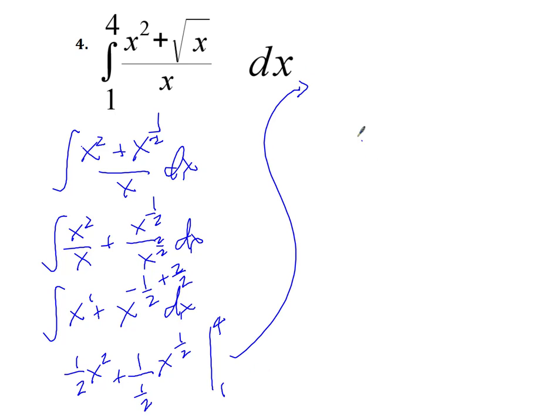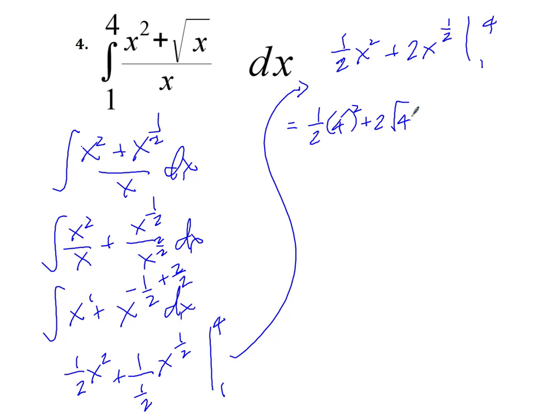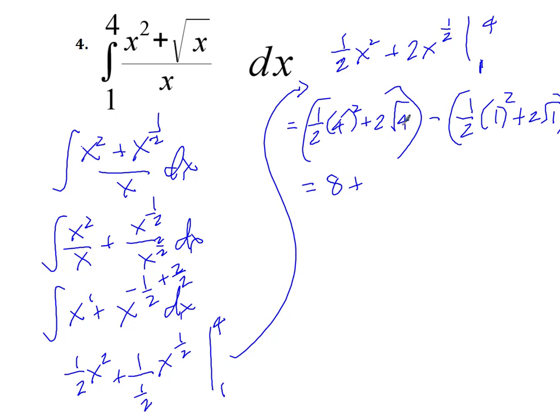Let's go ahead and simplify this. So it's going to be 1/2 x squared, and 1 over 1/2 ends up being 2, so 2x to the 1/2 from 1 to 4. First we're going to plug in 4. Remember, x to the 1/2 is the square root of x. So it's going to be 1/2 times 4 squared plus 2 times the square root of 4. Minus, to put in our starting point, 1/2 times 1 squared plus 2 square root of 1. That ends up being 1/2 of 16, which is 8, plus 2 times the square root of 4, which is 2, so 2 times 2 would be 4. Minus 1/2 times 1 squared, which is 1/2, plus 2 root 1, which is just 2.